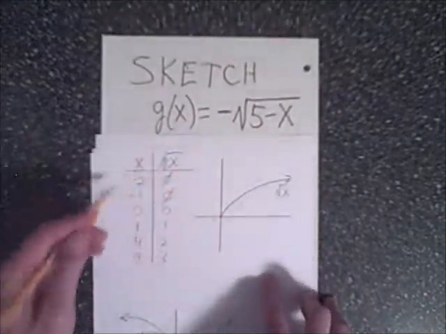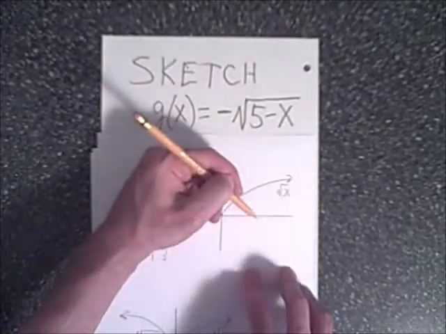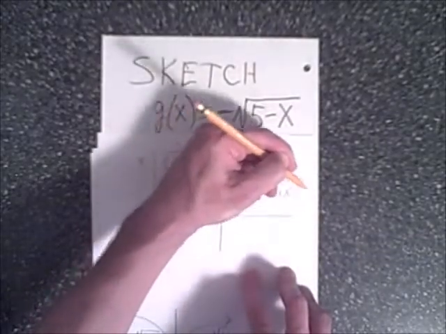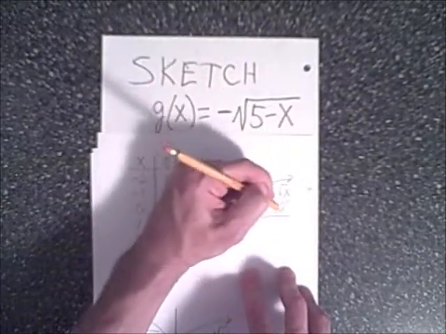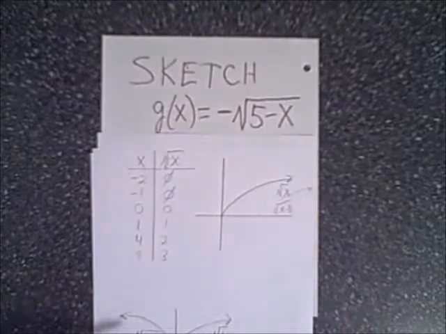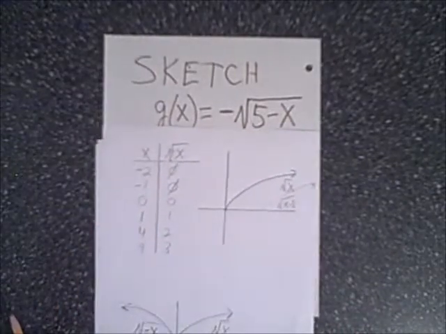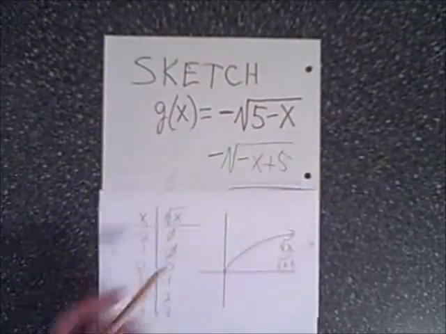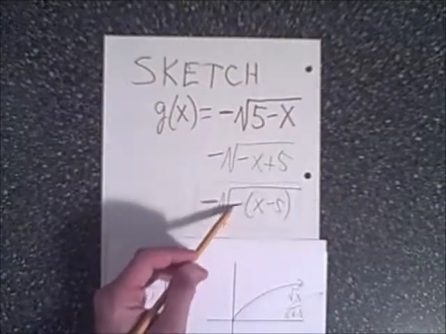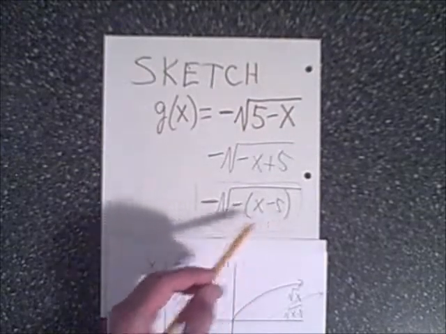So this is going to be, let's draw this lightly. This is the square root of x minus 5. Okay, we shift it to the right. Okay, and now the next part is we have to take this negative and reflect it.